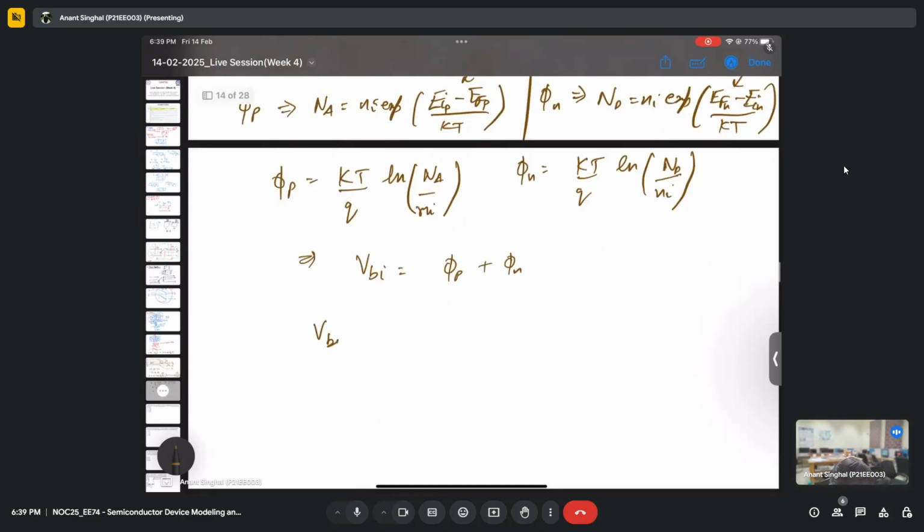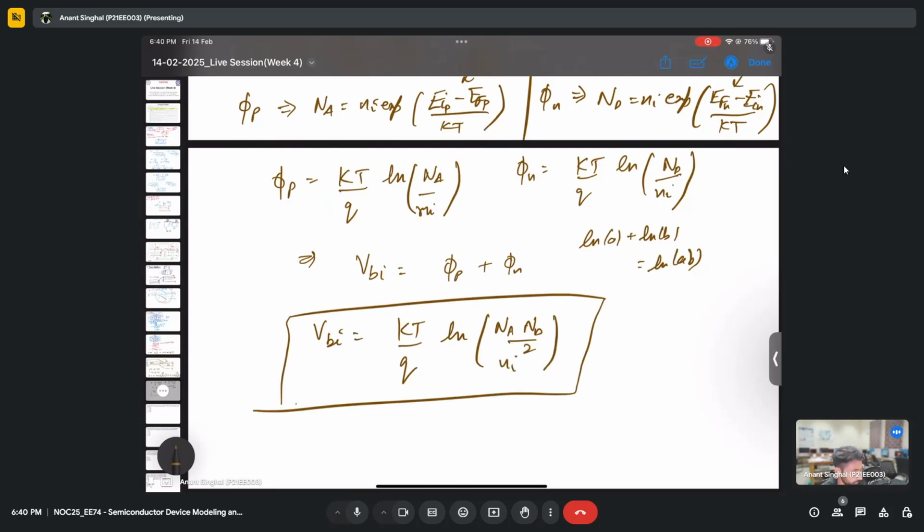If we try to calculate the built-in potential now, it will be KT by Q. So what is ln A plus ln B? Yeah, it is ln AB. So I can write Na Nd by Ni square. This is the theoretical value of the built-in potential, or the barrier that is coming in between the P and N junction. Make sense? Any doubts here, anyone?